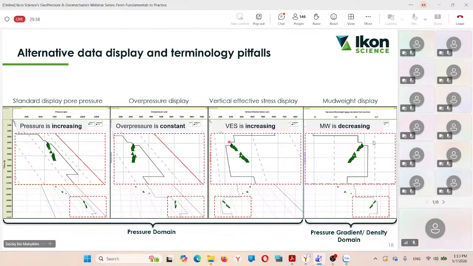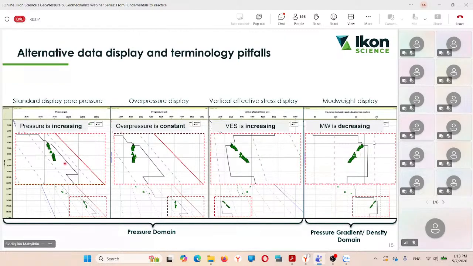When we talk about the vertical effective stress, this is the difference between the vertical stress and the pressure. So in this case, the vertical effective stress is increasing because both the vertical stress and the pressure are increasing as well. You do not have to bother about this very much because we're going to discuss more on this in the next webinar. And lastly is the mud weight display over here.